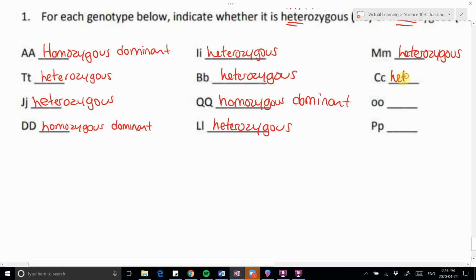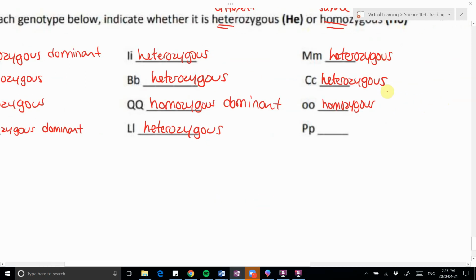Different. So we have heterozygous. Now here we have the same again, so we call that homozygous. And this time those are lowercase letters, right? So lowercase letters are going to be recessive. So this is homozygous recessive. And then we have a heterozygous.